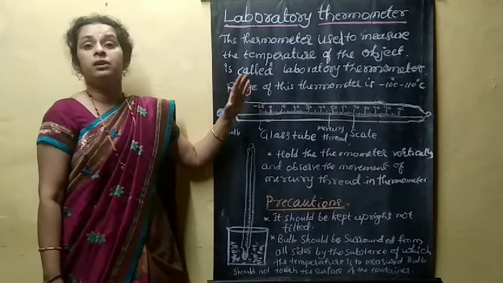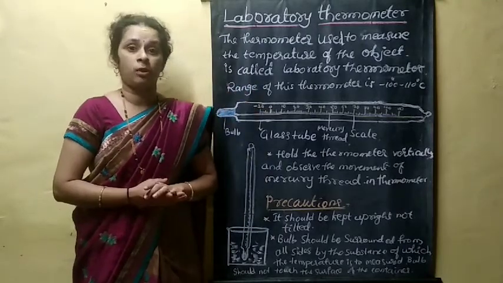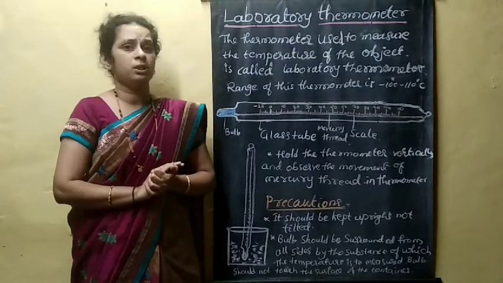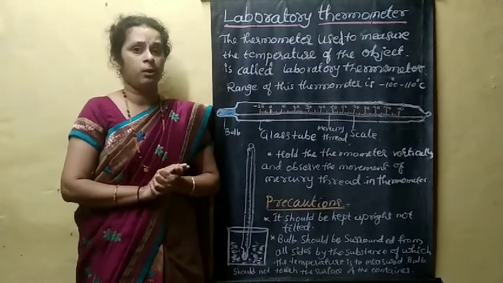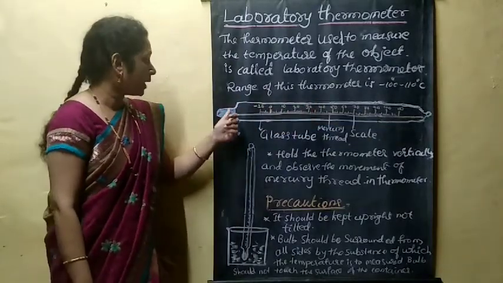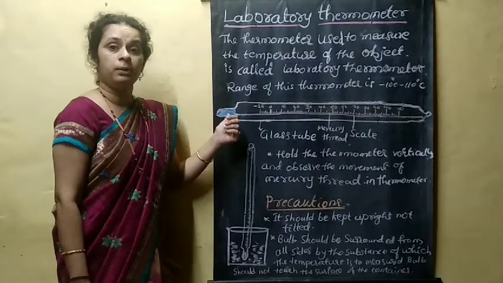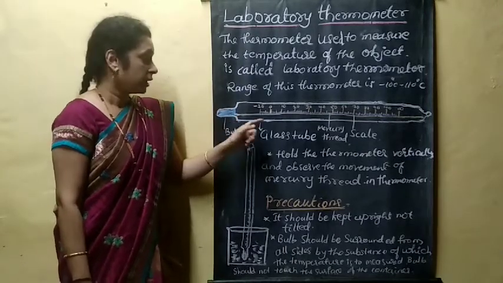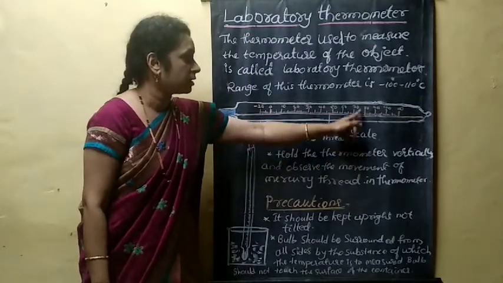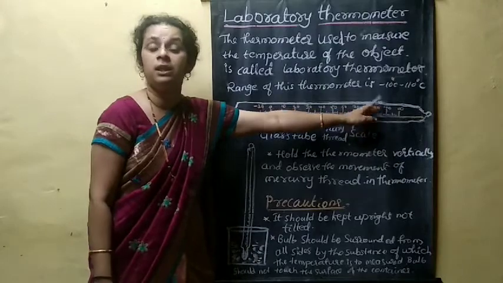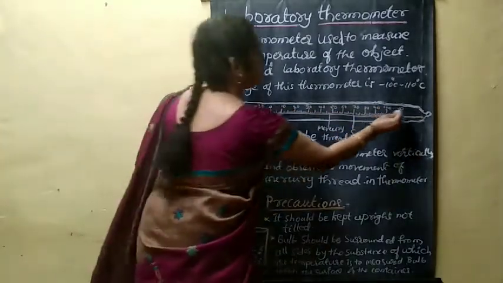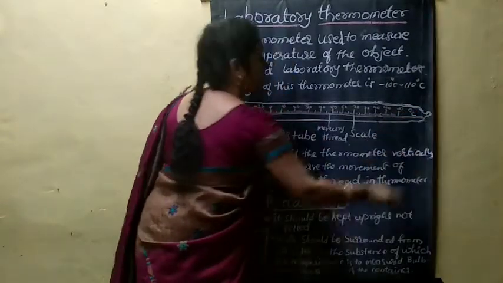And if you see the diagram of this laboratory thermometer, it is similar to that of the clinical thermometer, but you will come across some changes. It also has a narrow glass tube, and at one end it has a bulb that is filled with mercury. You will see a mercury thread, and the scale measurement is mentioned in degrees Celsius.